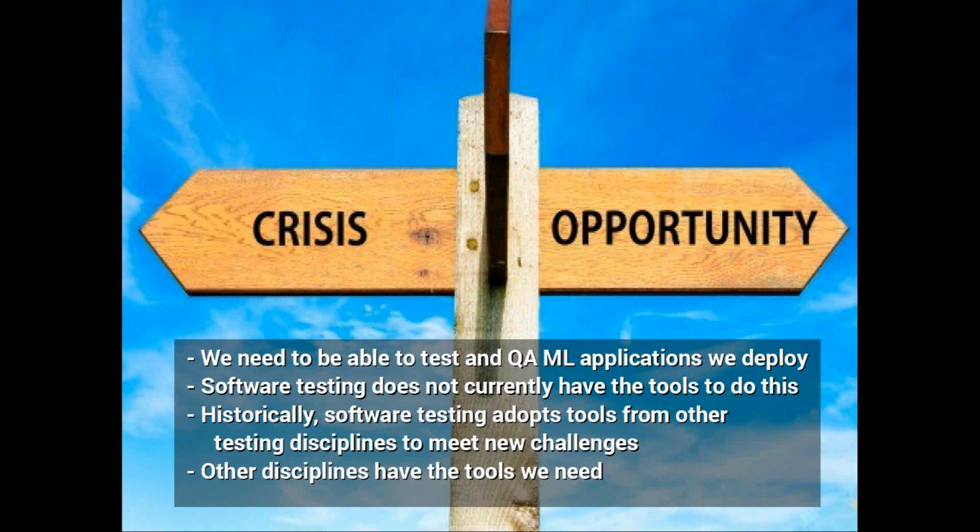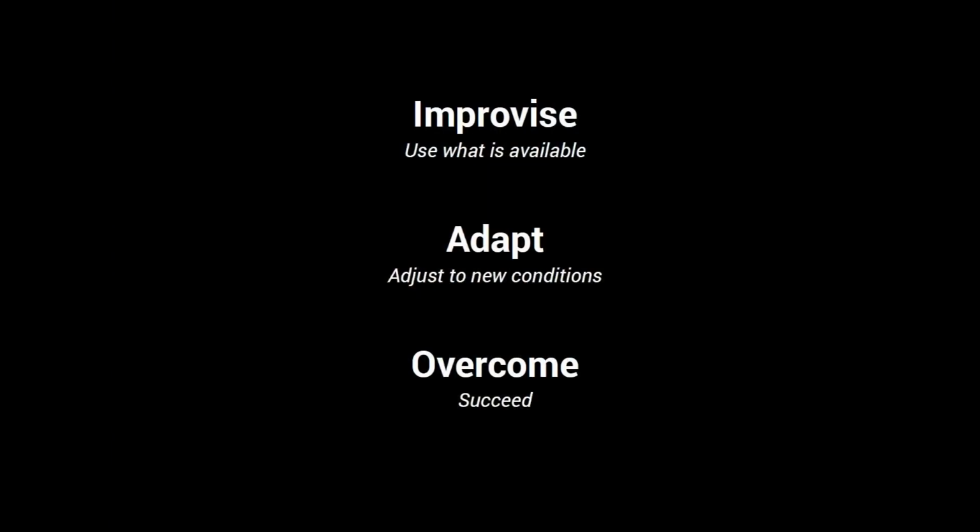Remember, we looked earlier at machine learning that actually works well in production because it's deployed into fields that have these kinds of techniques. So we need to be able to test and do quality assurance of machine learning applications. Software testing as a formal science does not have those techniques yet, but typically and historically, we adopt techniques that we don't have and we need from fields that are doing it. And that's how we respond to new challenges. And other disciplines do right now have exactly the tools that we need.